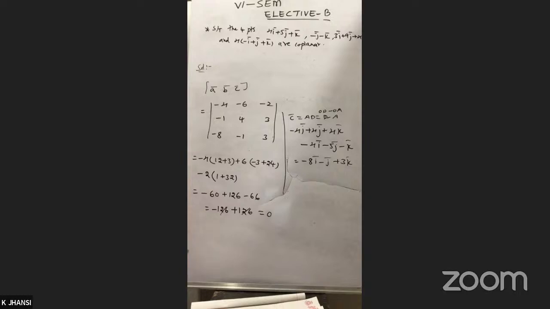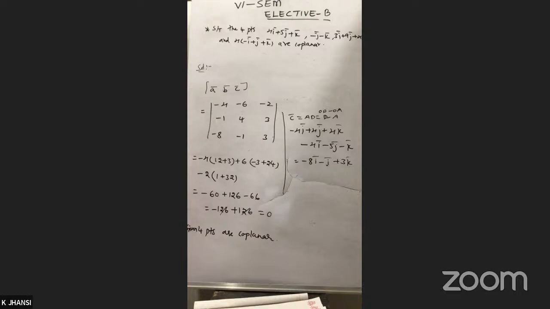That means the given vectors are coplanar. Therefore, the 4 points are coplanar. Therefore, the given 4 points are coplanar.